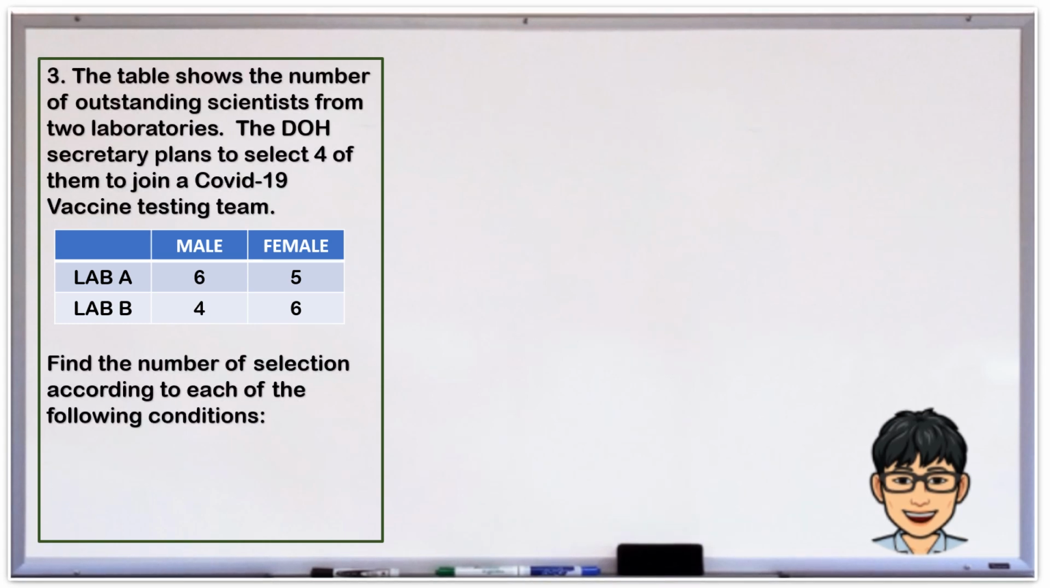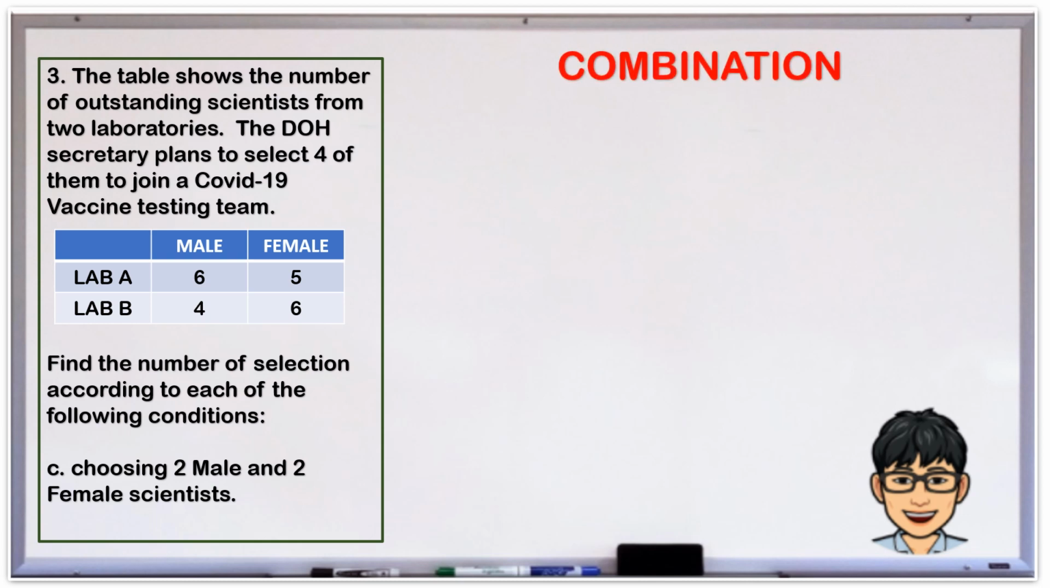Let us have another condition. Choosing 2 male and 2 female scientists. Obviously, this is another problem about combination. In this condition, i-consider natin yung total number ng male and female scientists. Dahil sa 4 na scientists na pipiliin natin, dapat 2 roon ay male at 2 roon ay female.